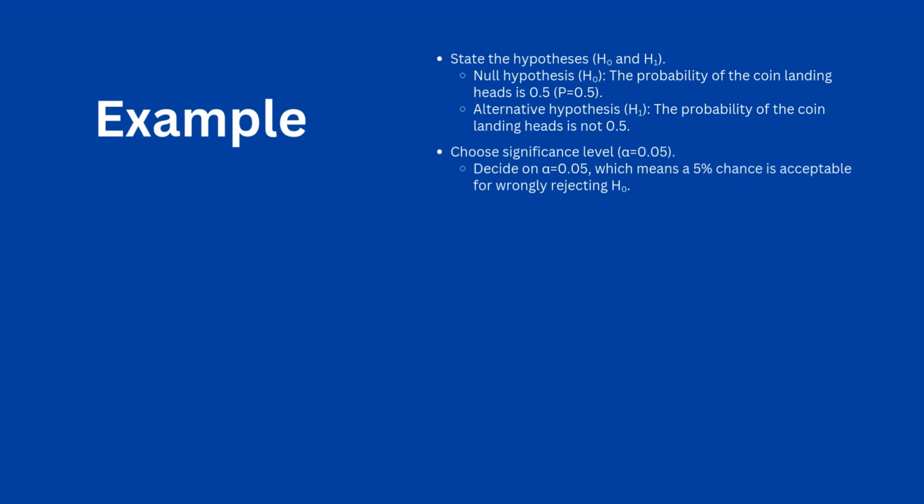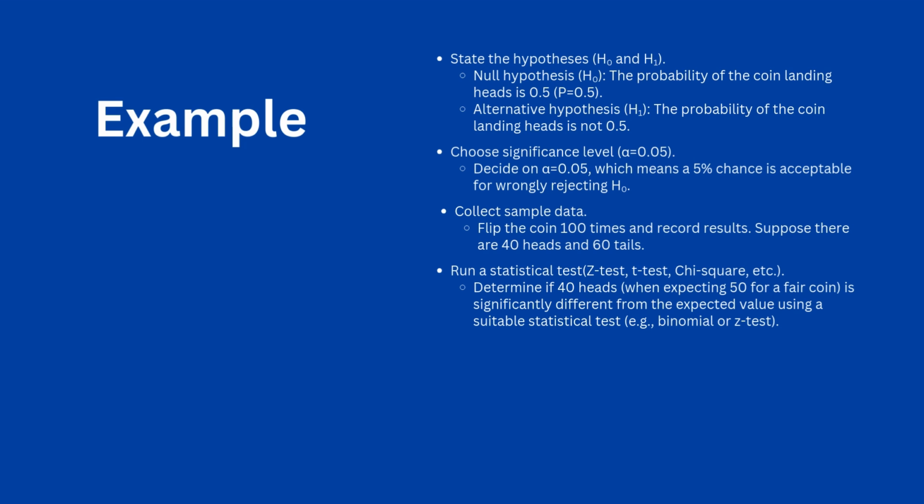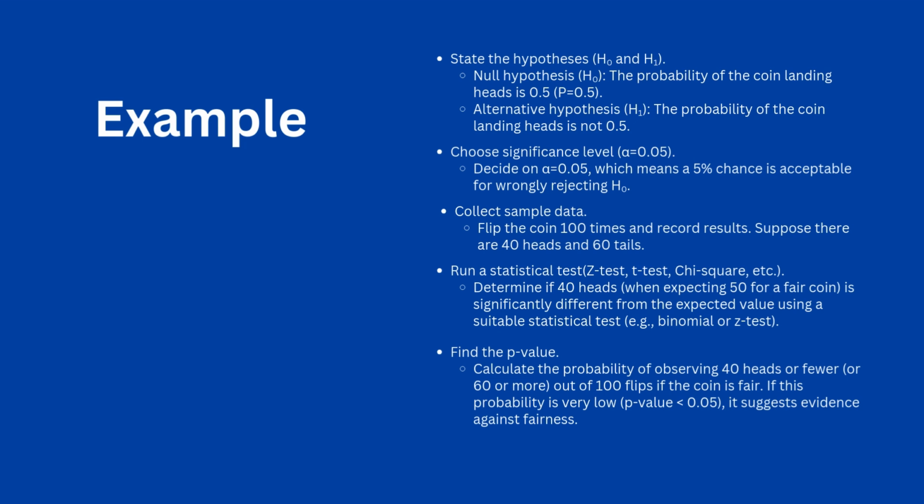Then for steps 3 and 4, you flip the coin 100 times to gather the data. Okay, so we flip the coin 100 times and get 40 heads, suppose. So we calculate whether getting 40 heads instead of the expected 50 is statistically significant. For this, you might use a binomial or z-test to calculate the test statistic. Now let's calculate the p-value. If it is less than 0.05, that's evidence against fairness.